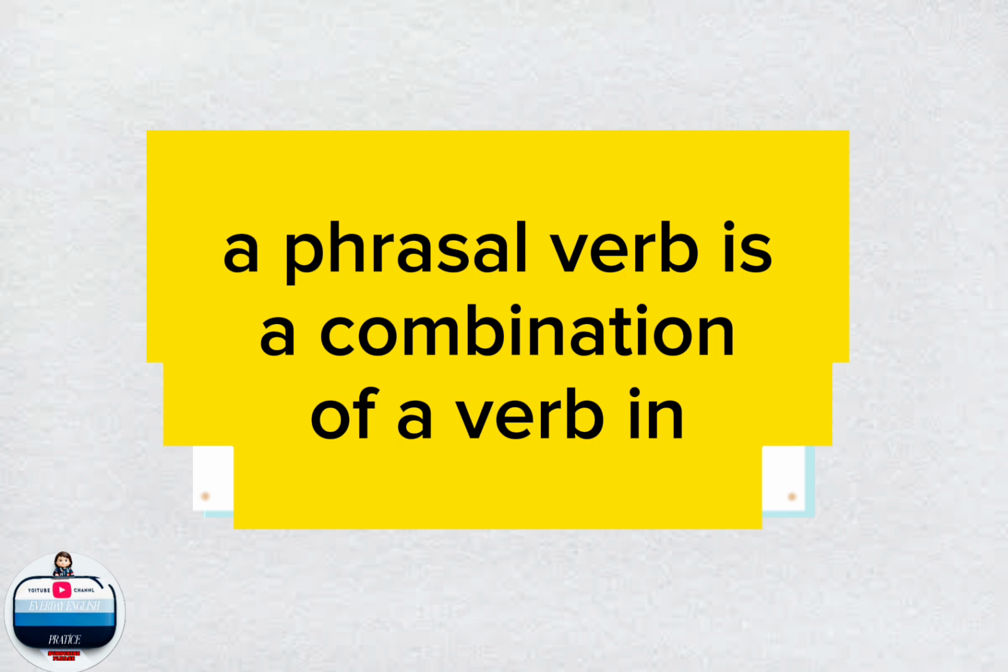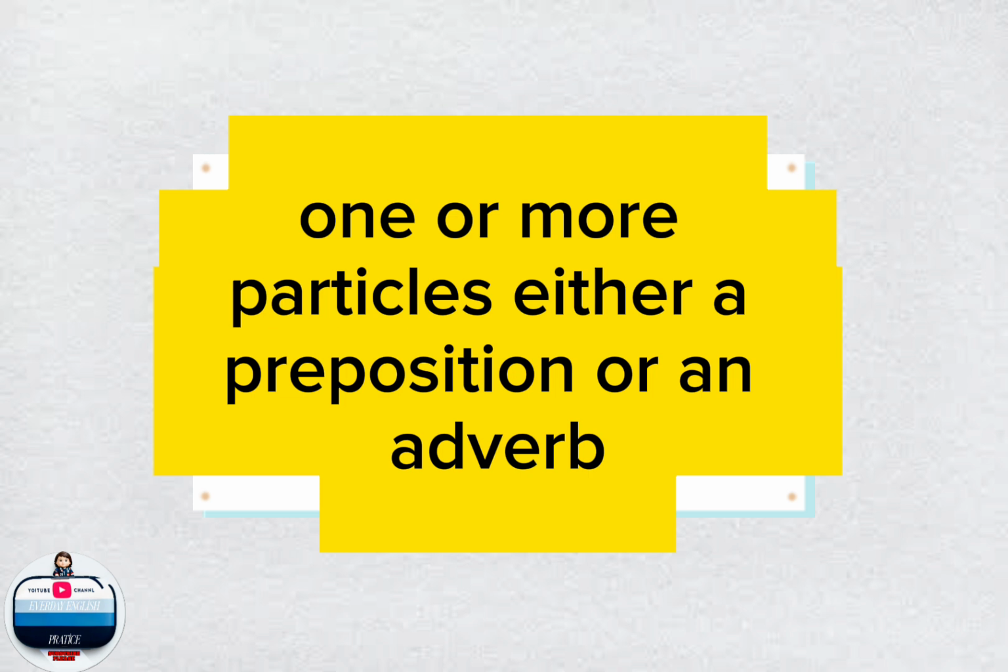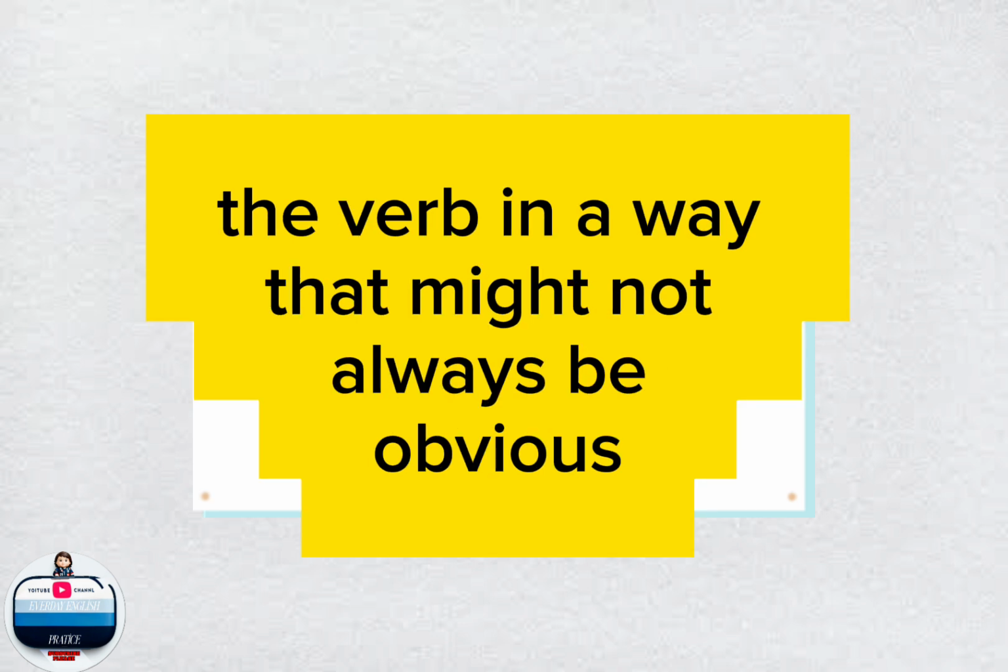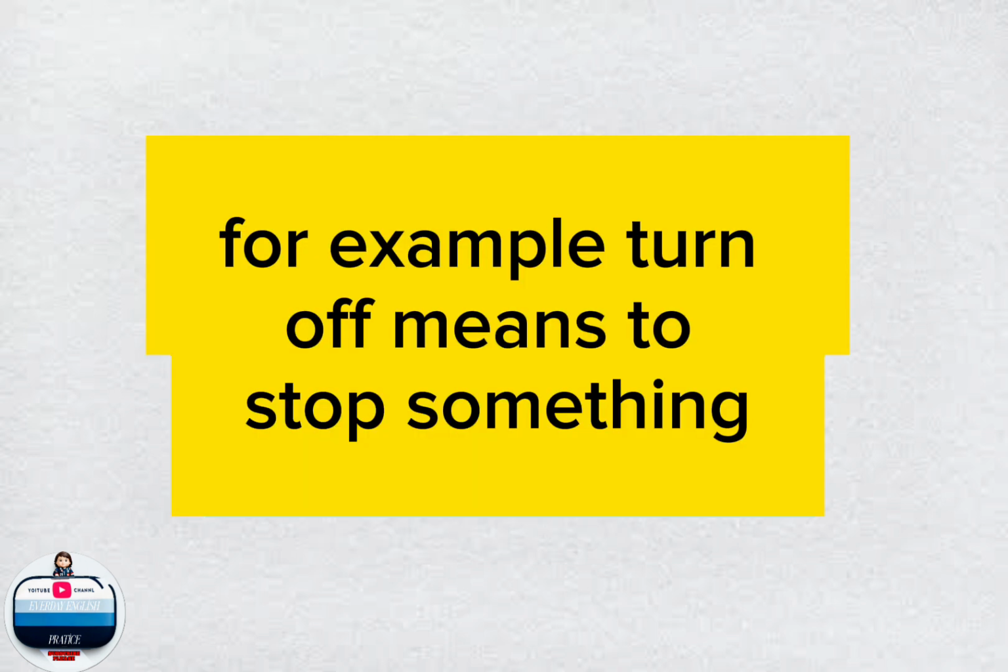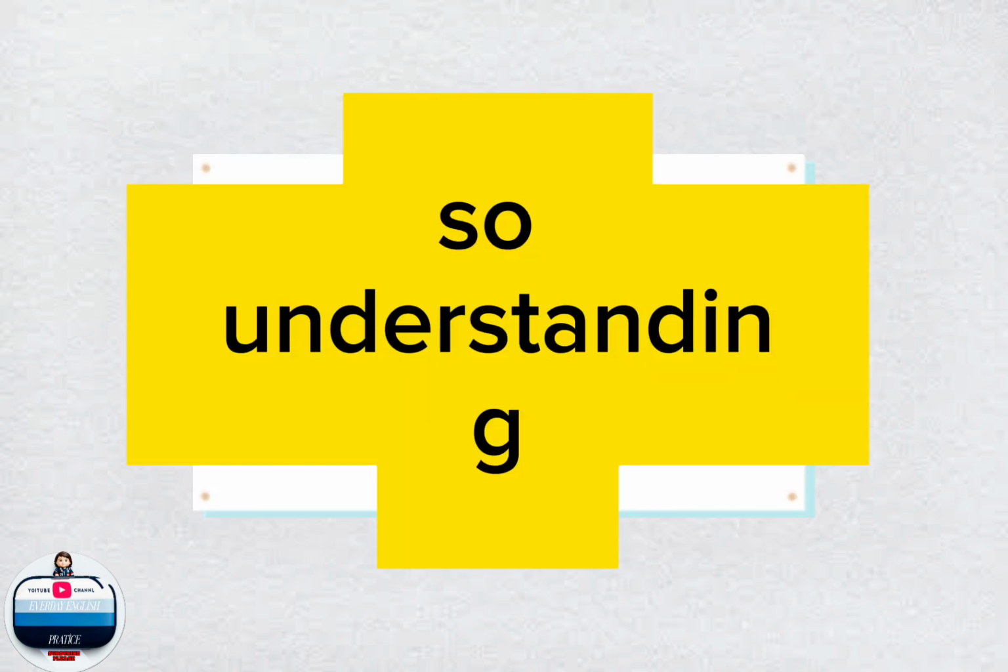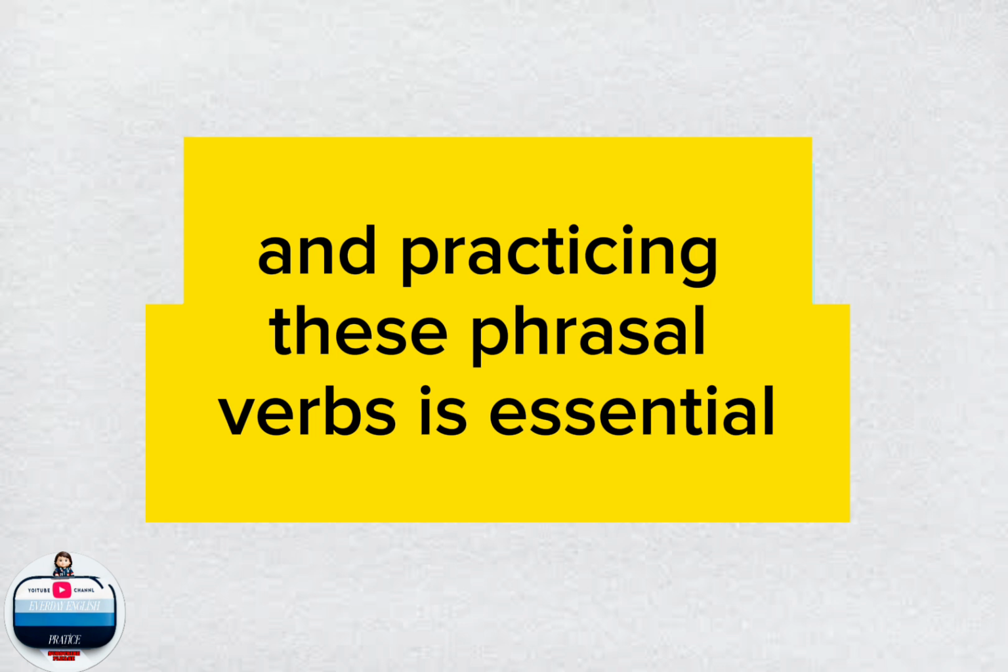A phrasal verb is a combination of a verb and one or more particles, either a preposition or an adverb. These particles change the meaning of the verb in a way that might not always be obvious. For example, turn off means to stop something, while turn on means to start something. So understanding and practicing these phrasal verbs is essential.